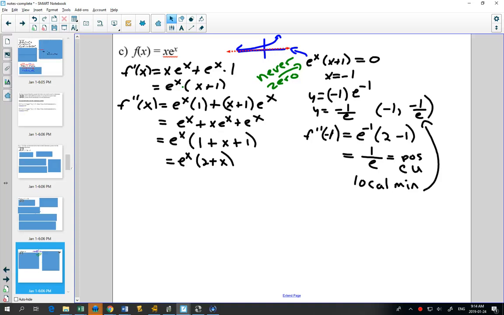So we have that at x equals negative 1, we have some sort of stationary point. Then if you plug in negative 1 into your second derivative, you get e to the negative 1, which is 1 over e, times 1. This is positive. Draw your cyclops, positive, concave up guy. And you know that it has to be a local minimum.